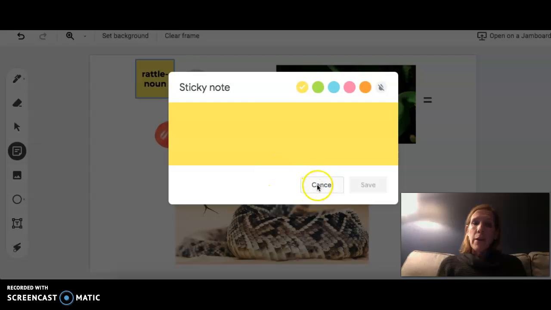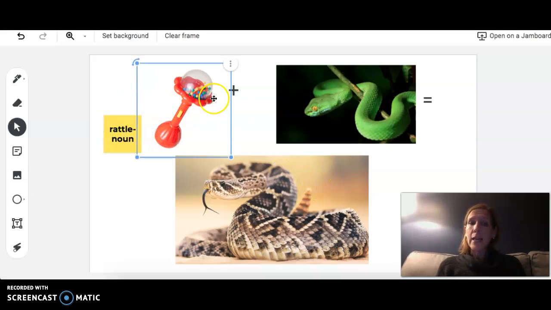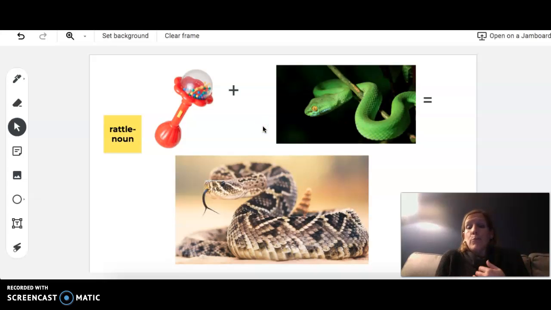The tricky part about that word is that rattle could also be a verb. Like, I rattle the chain to make noise. Or, that sound rattles my bones. Right? So rattle could also be a verb. It depends on the sentence.